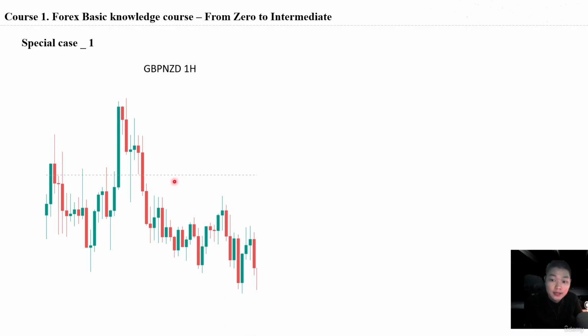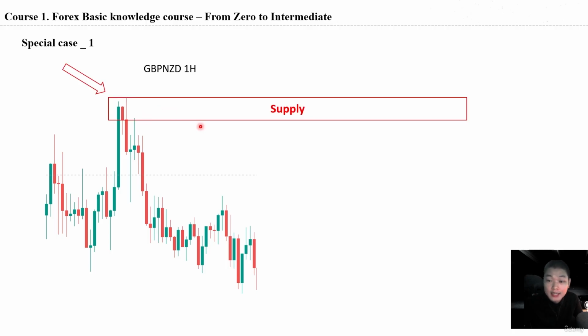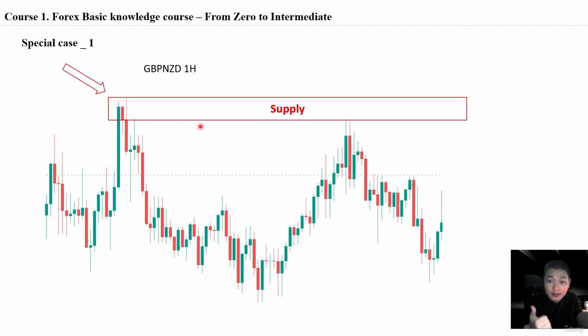Therefore, you can draw the supply. But this time the first down Marubozu candle is quite small. Therefore, you can draw the supply from the close price of the first down Marubozu candle to the highest range like this. And here is our supply. When the market goes to the supply zone, it creates an engulfing pattern and goes down very strongly.